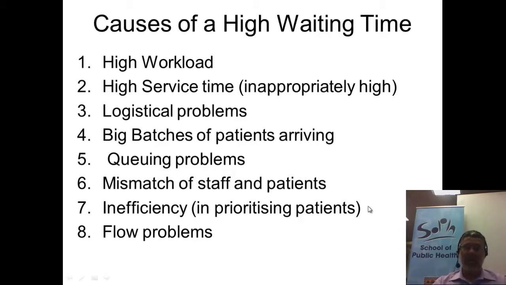Inefficiency in prioritizing patients. This means that the patient is there to be seen, the staff member is present to see the patient, but the staff member, instead of attending to the patient, does other activities. Okay? So if the other activities are absolutely emergencies, that would be fine. If they are not, the consequence is, while the staff member engages in other activities, the patients are waiting.